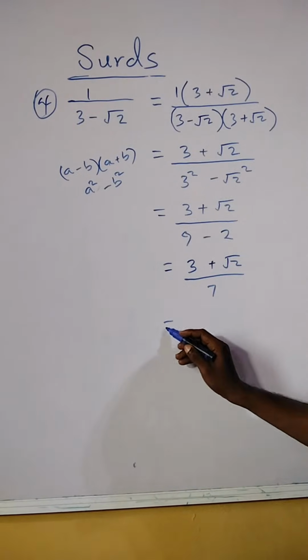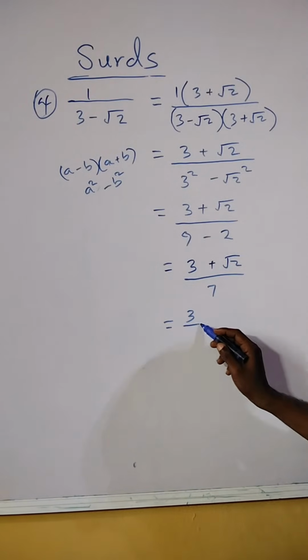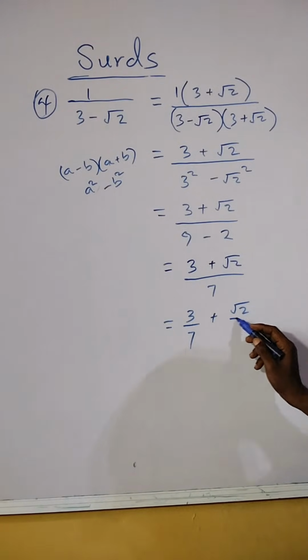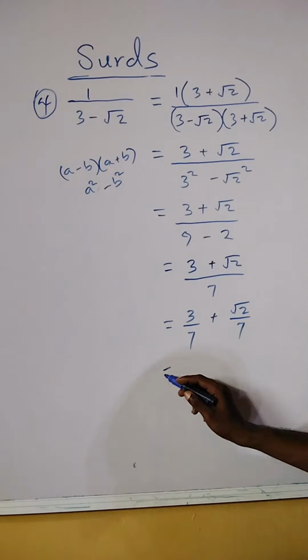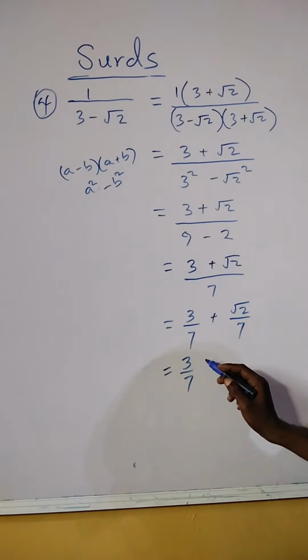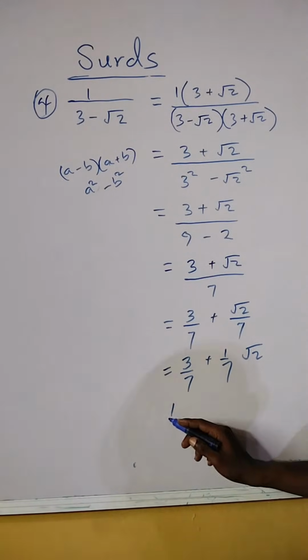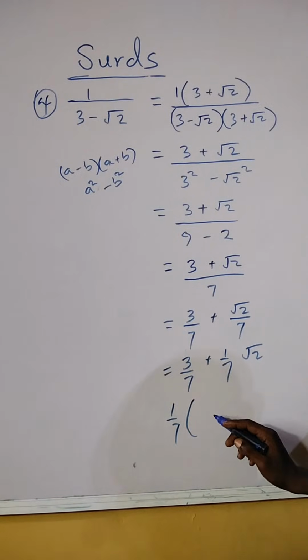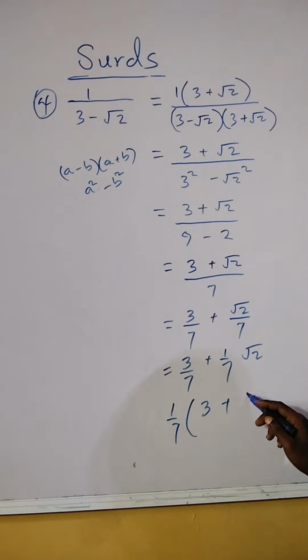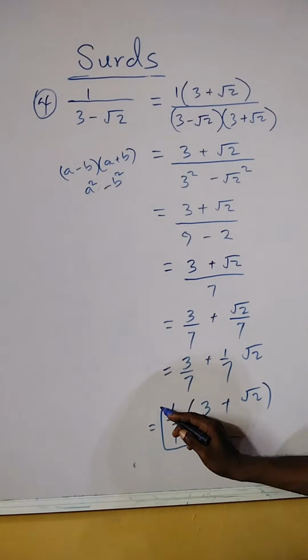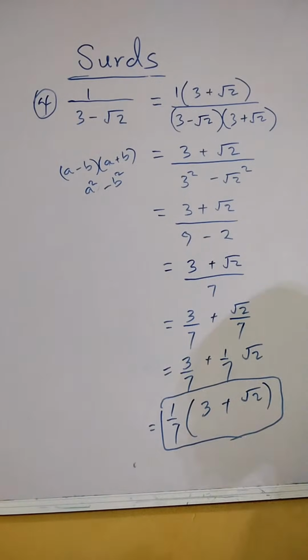Separate this into 2 fractions. You can say this is 3 over 7 plus root 2 over 7. Or we can say this is 3 over 7 plus 1 over 7 root 2. Or we can say 1 over 7 into brackets 3 plus root 2. So whichever one, we now have this as a simplified form of this given problem.